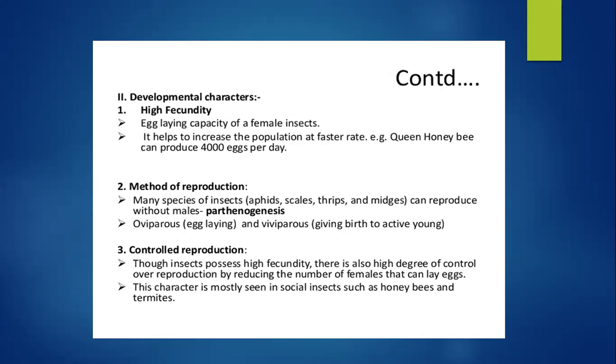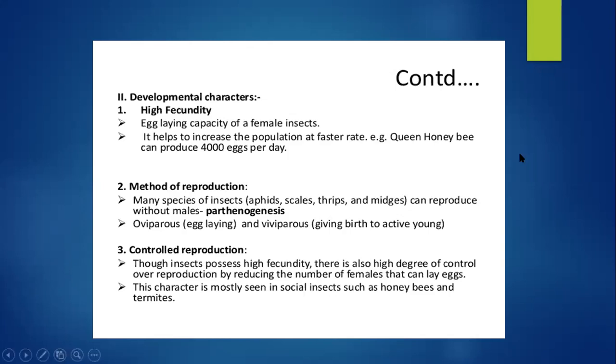Likewise in termites, only the queen termite is capable of reproducing and producing eggs, whereas the worker termites are not able to produce eggs; they are sterile. This is the best example. You can remember that even though the fecundity is high, the queen bee lays about 4,000 eggs per day. The control over reproduction comes from the sterile nature of the worker bees. Only the queen honeybee lays eggs, not all the other honeybees.